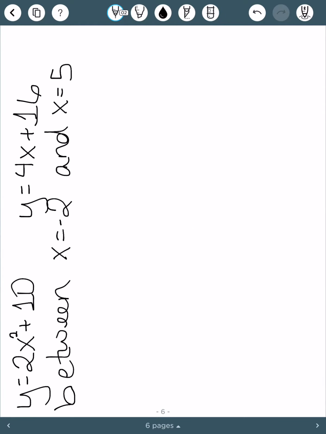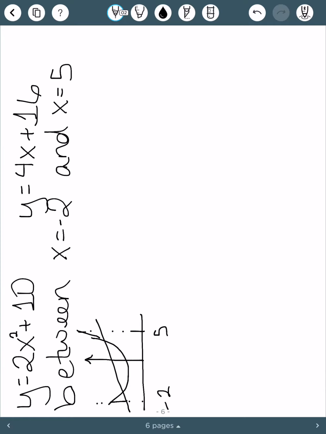Our last example will be a little trickier. We want to look at y equal to 2x squared plus 10 and y equal to 4x plus 16, specifically between negative 2 and 5. So if I think about the graph of this, it looks something like this. However, negative 2 and 5 are not our intersection points. They're around here.